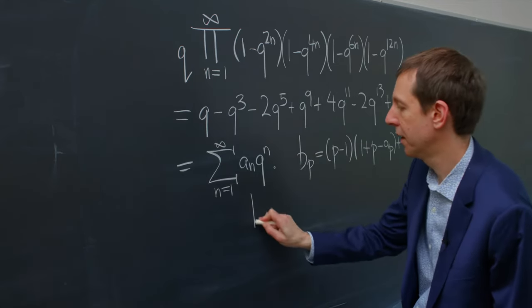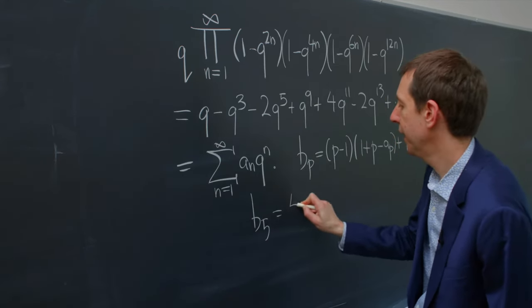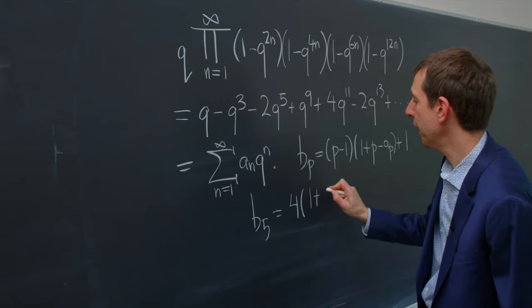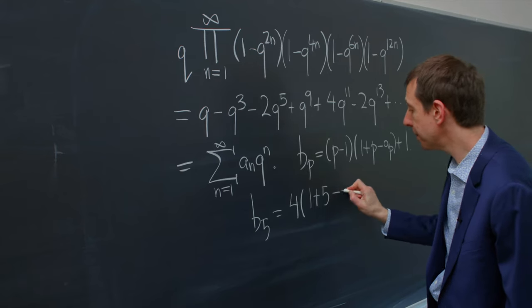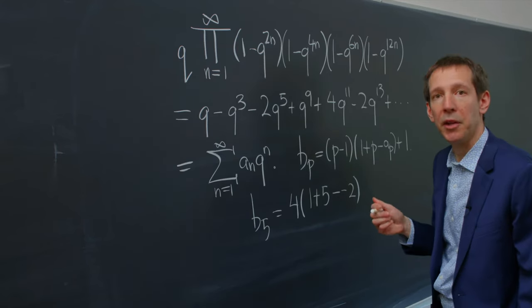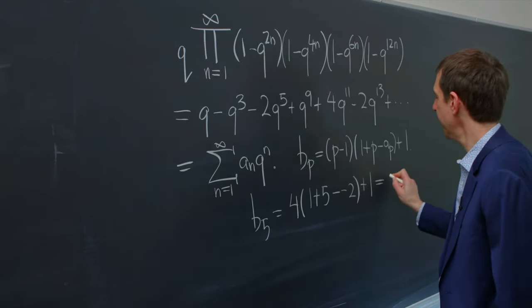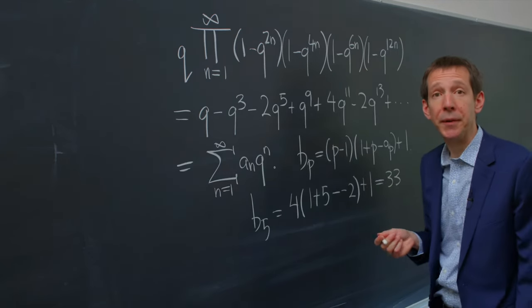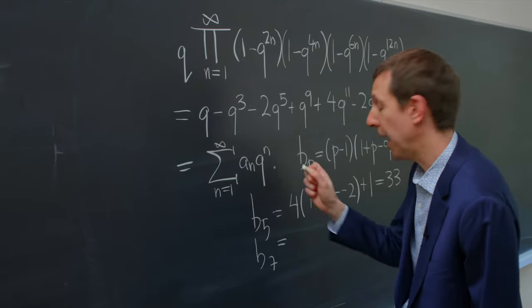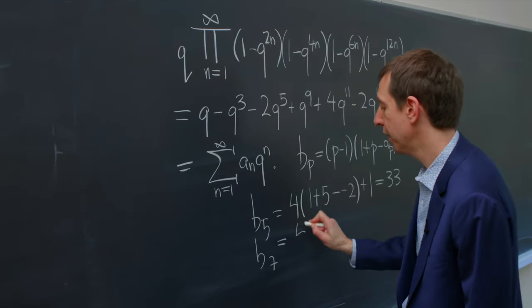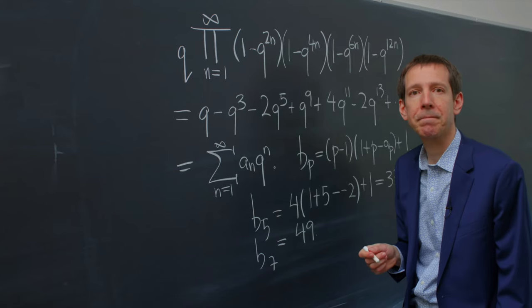For example, b_5 is 4 times (1 plus 5 minus 2 plus 1), which is equal to 33. And b_7, by a similar computation, is equal to 49.